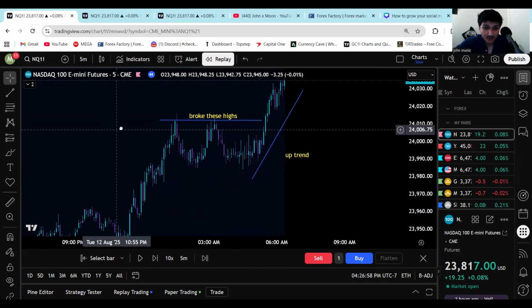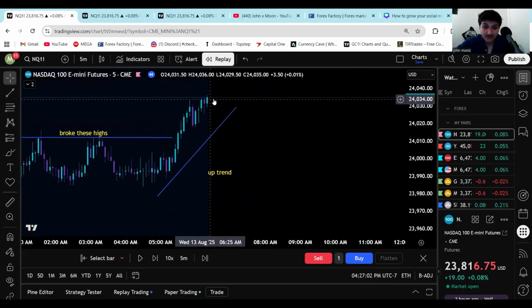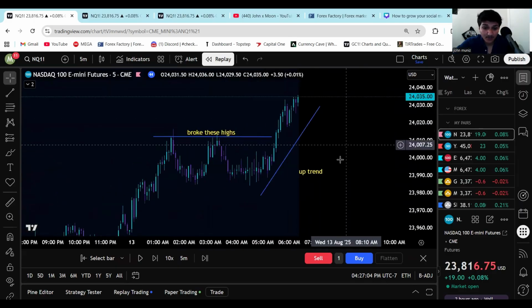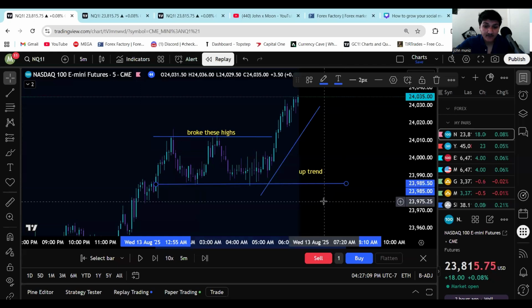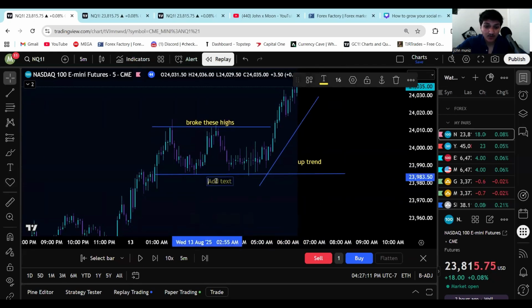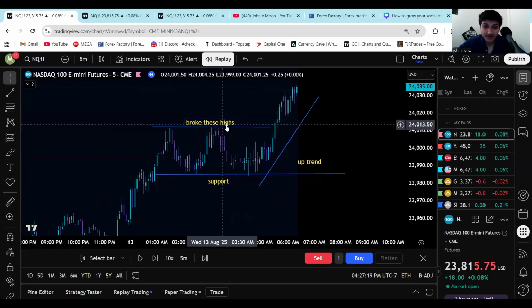As you can see here, this is a 625 candle. We trade the open. So pre-market, I'm marking up support and resistance levels on the 5 minute. We see that we have clear support here, and pretty strong support here. We broke these resistance, these highs, right?